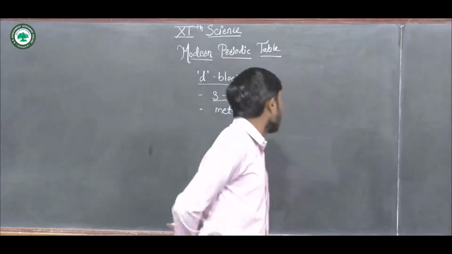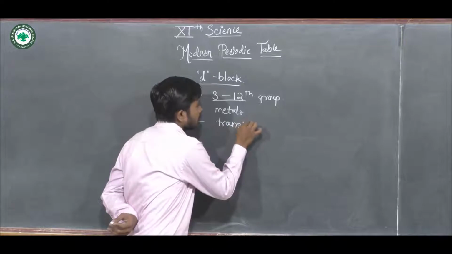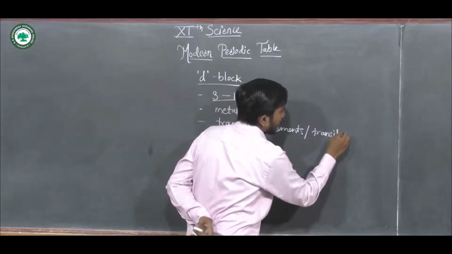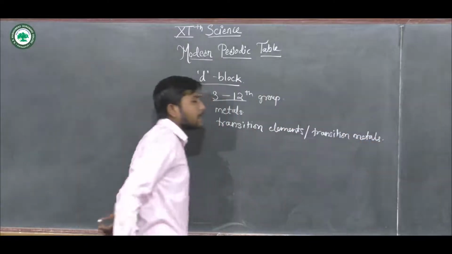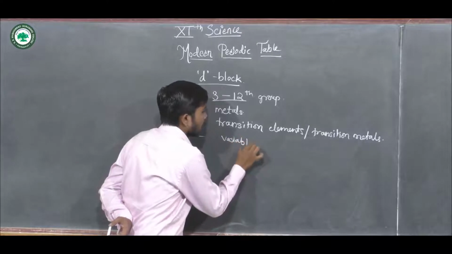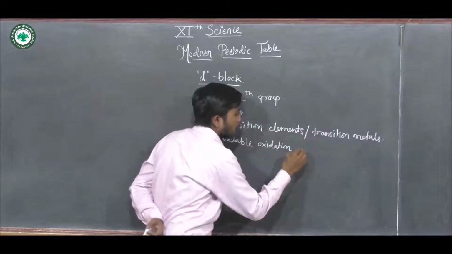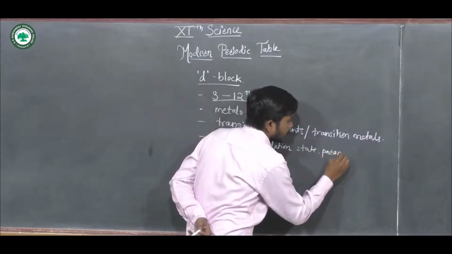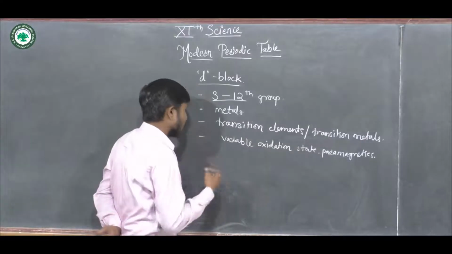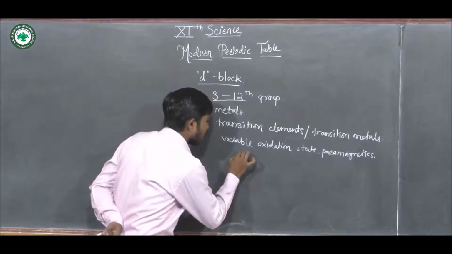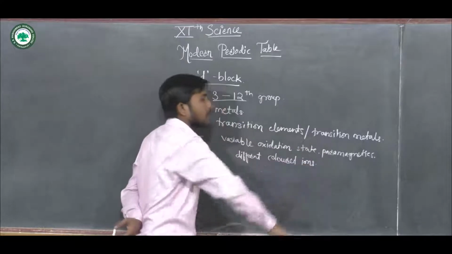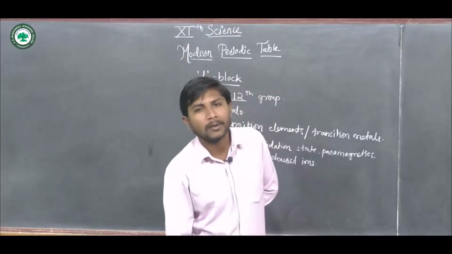These D block elements are also known as transition elements or transition metals. These metals possess some different characteristics like variable oxidation state and paramagnetism, due to hybridization they show the paramagnetic effect. They also show different colored ions. These D block elements or transition metals can be used as catalysts for various chemical reactions.